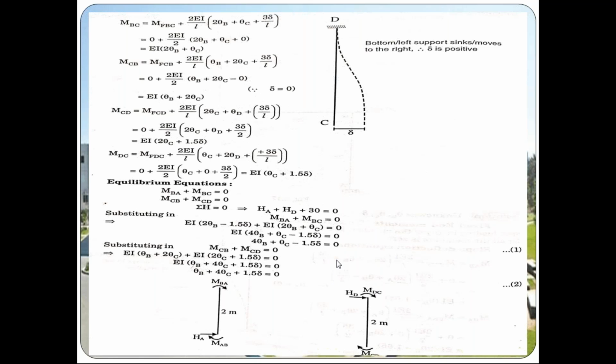So in those two equations, we are having three unknowns: theta B, theta C, delta. Since we are having two equations, so far we have calculated two equations only by using two joint equilibrium equations. We are having three unknowns, so we are going for the third equation, that is the shear equation also.